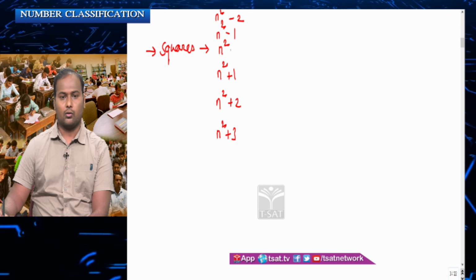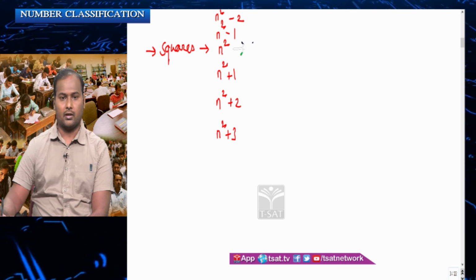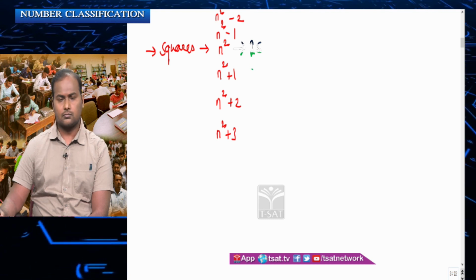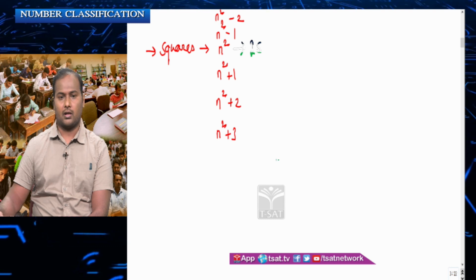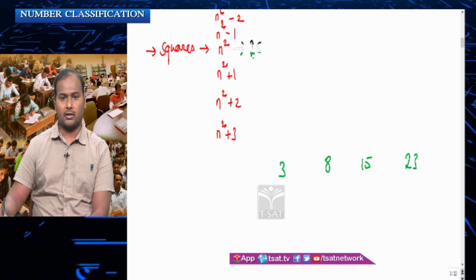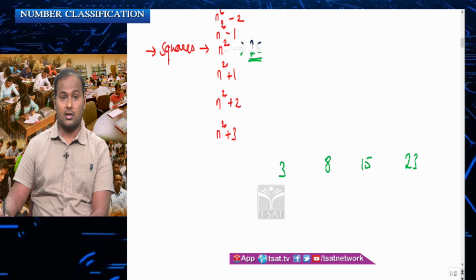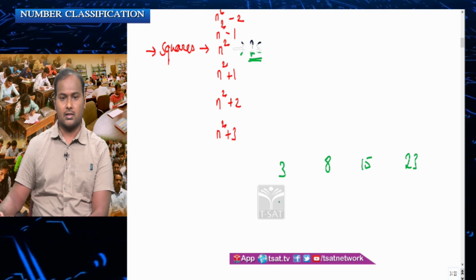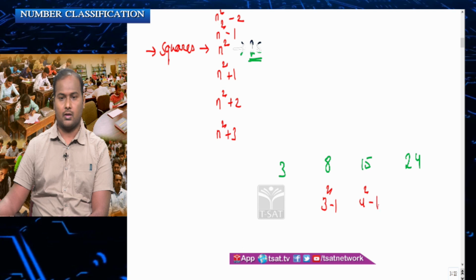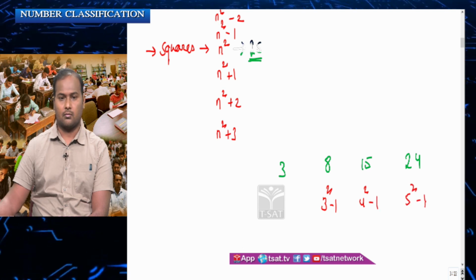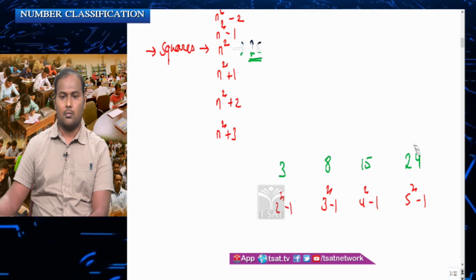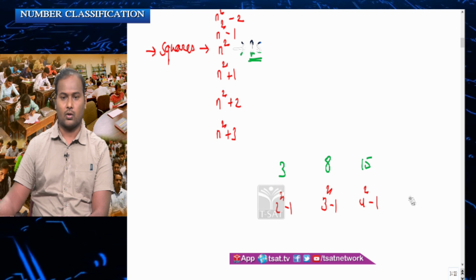One needs to know the squares up to 25 at least, then the values near squares also. For example, the question may appear like this. How will you classify it? The moment you see this, after remembering the values of n square and the values near to n square, directly I can say 3 square minus 1, this will be 4 square minus 1, this is 5 square minus 1. Here also you can write this like 2 square minus 1. Here I give common, but generally 1 number will be different.